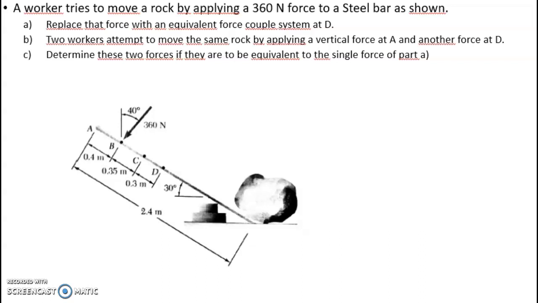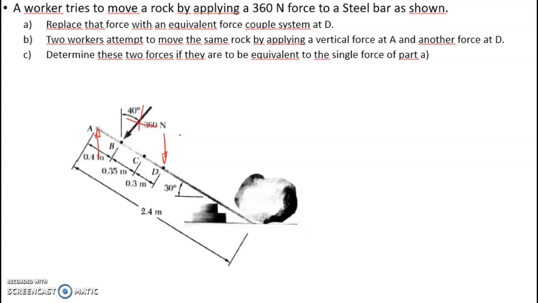That means at D we want to move a force from here and take it in here. Or B, two workers attempt to move the same rock by applying vertical forces at A and at D. That means instead of having this force, we'll have one force that goes up in here and another force that goes down in here.